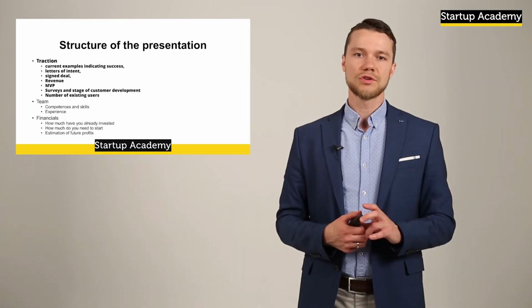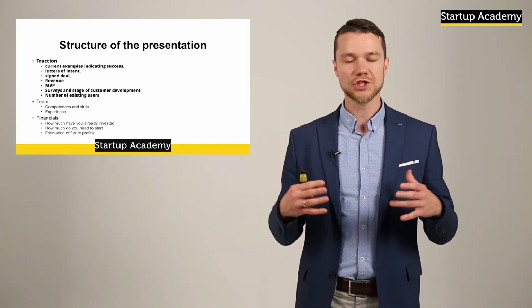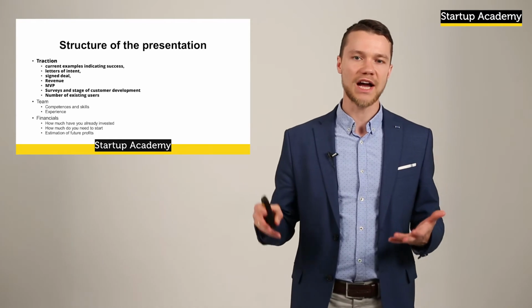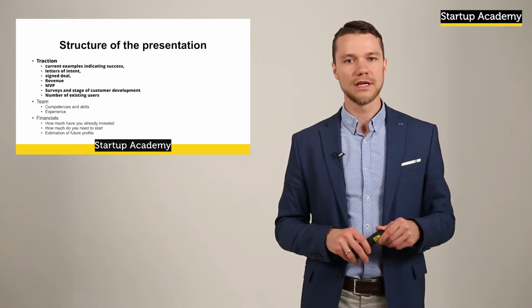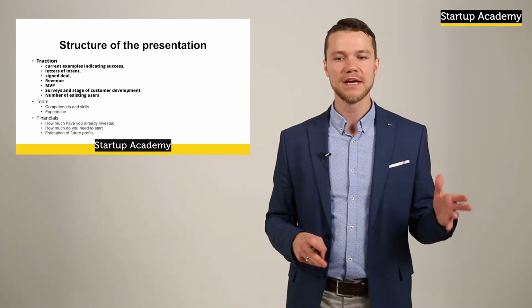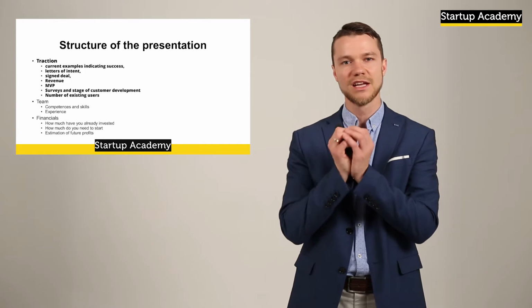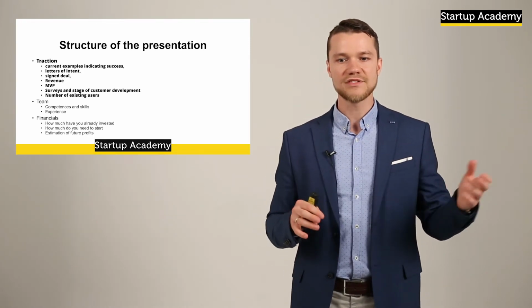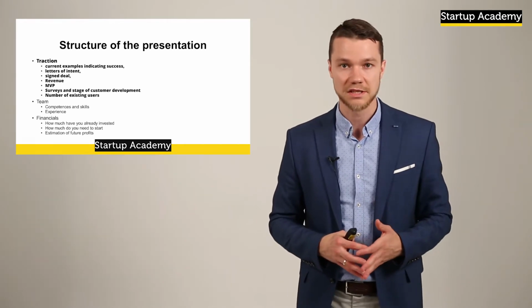Another thing you need to concentrate on during the presentation is traction. What does it mean? Traction is the basic information about what you have achieved until that moment. Maybe you already have an MVP. MVP is a minimum viable product, which is the simplest version of the product that can be sold to your customer. Maybe you have some letters of intent. Maybe you have already signed contracts.